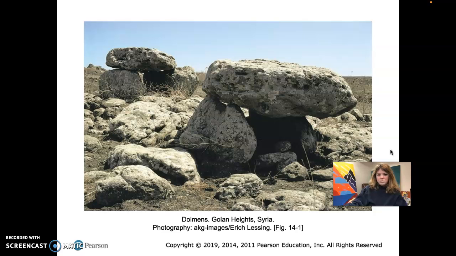And you can see these structures throughout the world. They look very similar with the two upright megalithic stones and then the one on top. You can find them in France, India, Korea. So there's a pretty large distribution area that you might find these in. A large part of the world has these types of structures that are called dolmens.